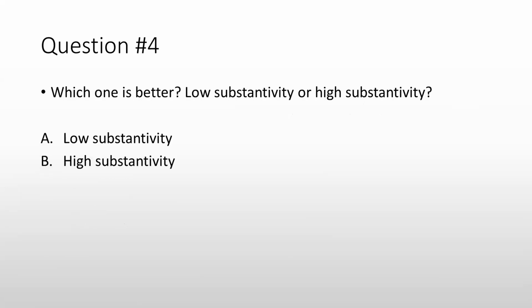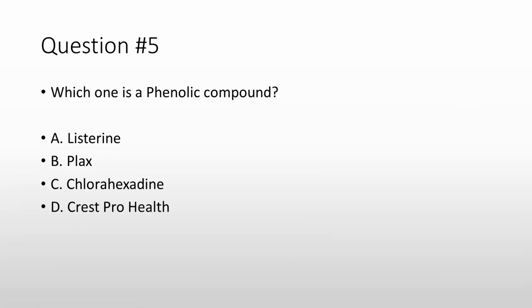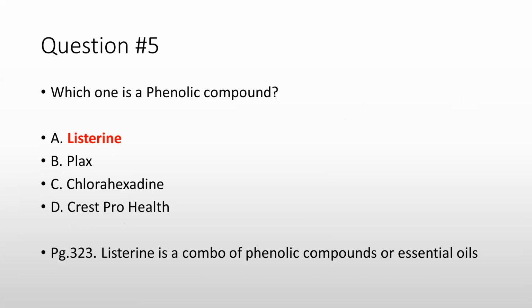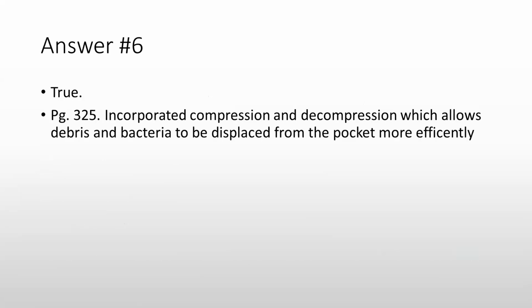True, false. Which one is better, a low substantivity or a high substantivity? And again, you want something with a high substantivity. Which one of these name brands is a phenolic compound? That's the Listerine. Do you remember how much alcohol was in the original? Pulsating stream of water in an oral irrigator is better than a steady stream of water. And that's true, because you want that decompression and compression. You want that on, off, on, off, on, off to create that cavitation.